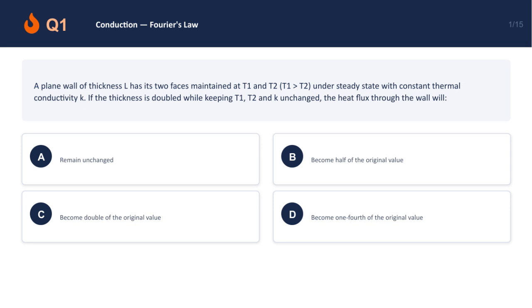According to Fourier's law for one-dimensional steady conduction, the heat flux is given by K times the temperature difference divided by the wall thickness, L. This means the heat flux is inversely proportional to the thickness. So, when we double the thickness, the heat flux is reduced to half its original value. Therefore, the correct answer is that the heat flux becomes half of the original value when the thickness is doubled.